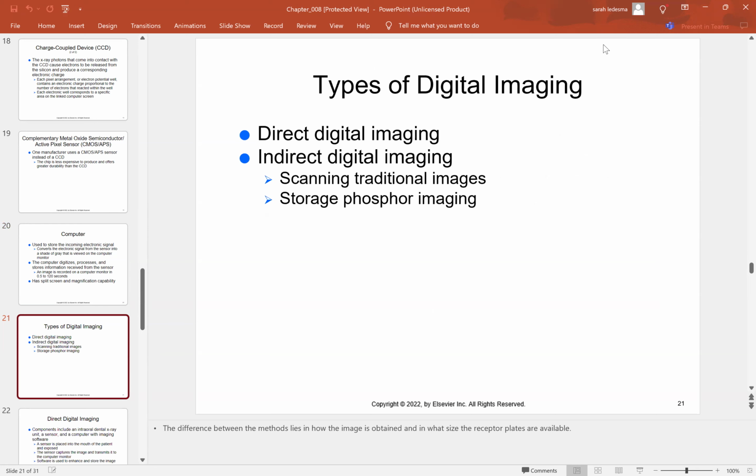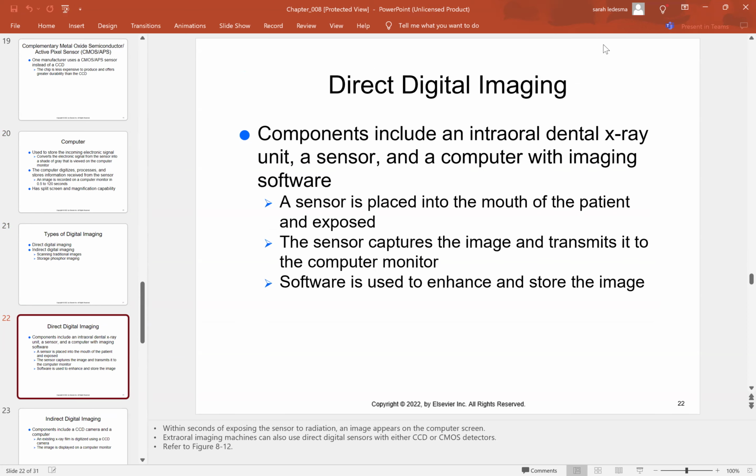Types of digital imaging include direct digital imaging and indirect digital imaging, meaning scanning traditional images, and storage phosphor imaging. Direct digital imaging. Components include the intraoral dental X-ray unit, a sensor, and a computer with imaging software. A sensor is placed into the mouth of the patient and exposed. The sensor captures the image and transmits it to the computer monitor. Software is used to enhance and store the image.